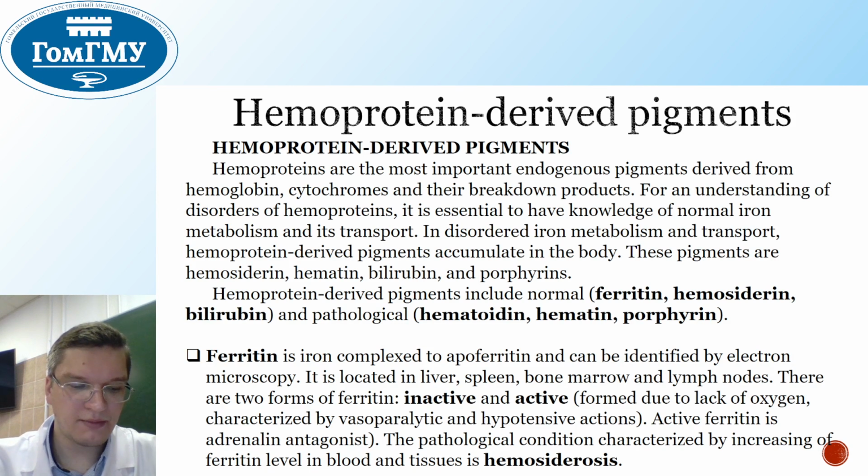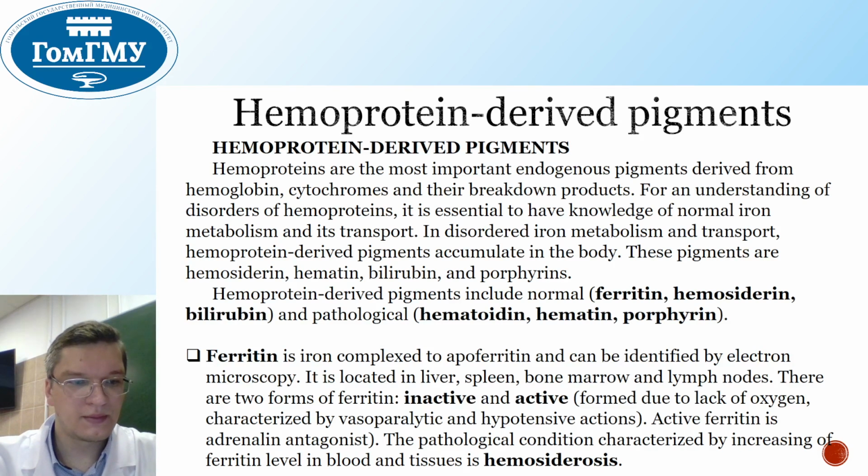Hemoprotein-derived pigments. Hemoproteins are the most important endogenous pigments derived from hemoglobin, cytochromes, and their breakdown products. For an understanding of disorders of hemoproteins, it is essential to have knowledge of normal iron metabolism and its transport. In disordered iron metabolism and transport, hemoprotein-derived pigments accumulate in the body. These pigments are hemosiderin, hematin, bilirubin, and porphyrins. Hemoprotein-derived pigments include normal, like ferritin, hemosiderin, and bilirubin, and pathological, like hematoidin, hematin, and porphyrin.